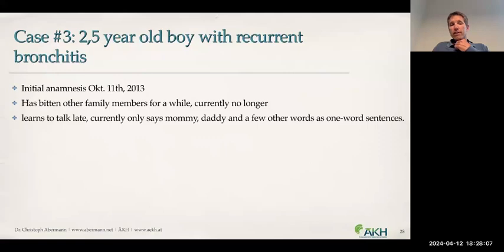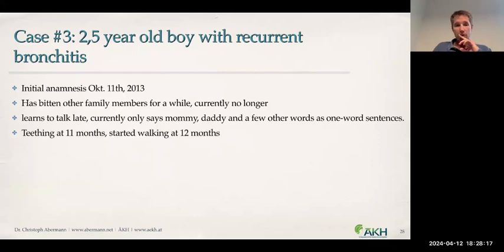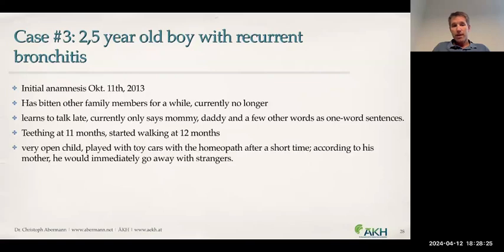He learns to talk very late. Remember, he's 2.5 years old, and he only says mommy and daddy for the moment and a few other words. And he only says one-word sentences. So he's very, very slow in learning to talk. Also, he was very late in teething. He got his first teeth at 11 months, and he started walking at 12 months, which is normal.